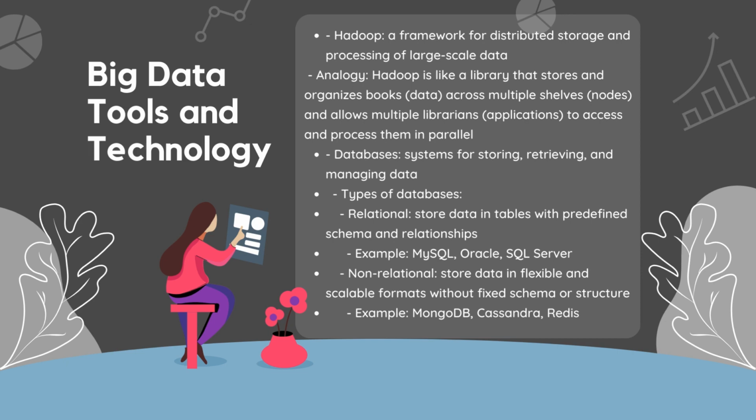MapReduce. MapReduce is a programming model that processes data in parallel across multiple nodes in a cluster. MapReduce is like a librarian that assigns tasks or jobs to other librarian workers and collects the resulting output. MapReduce has two main phases: map and reduce.